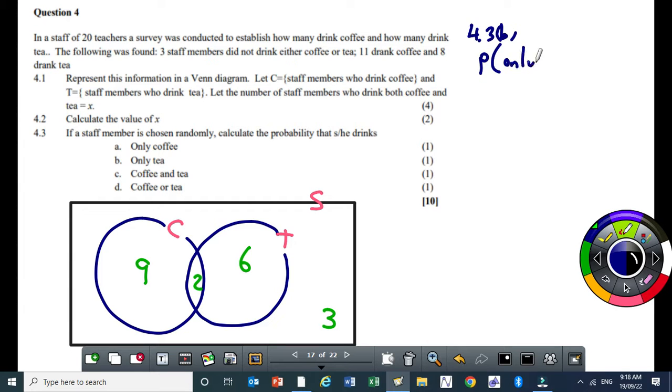So here I will say P only C. Now, that will be 9 over 20. Okay, it's not necessary to simplify. If you just say PC, that's not correct now. PC and PC only, they are different. If you say PC, you're also including the 2. So you have to distinguish between C only and C. That's very, very important.